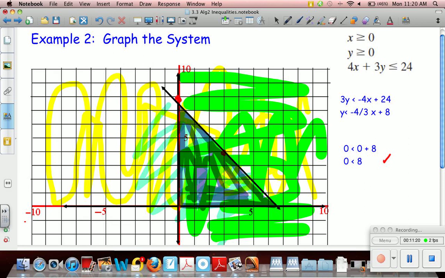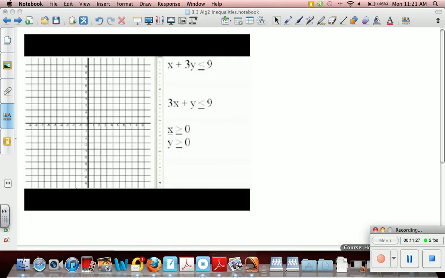Now the system can be more than just 2 equations, so beware of that. Now watch this video of it graphing and make sure that you understand it. Pause it as you need.